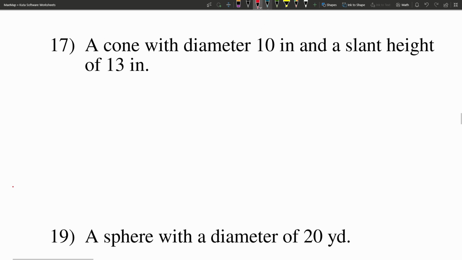Now moving on to our last 4 problems, we're not given the picture, but we're told exactly what it is. So we have a cone with a diameter of 10 inches and a slant height of 13. Remember the surface area of the cone?